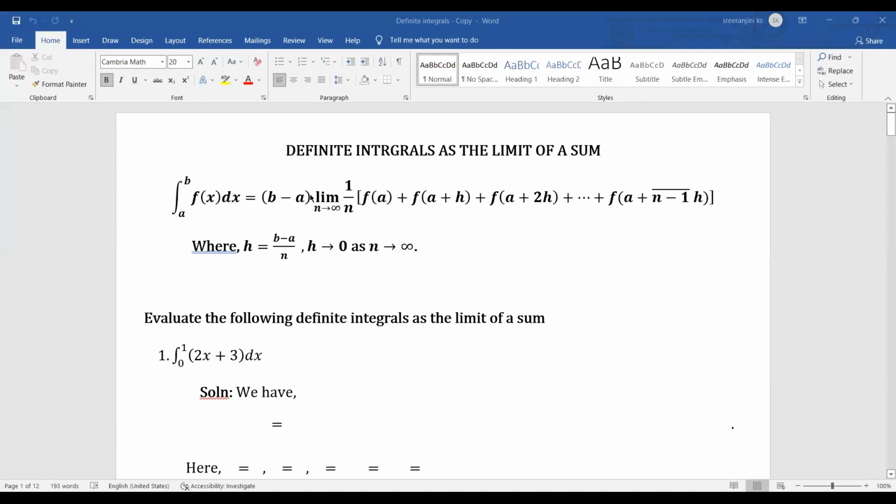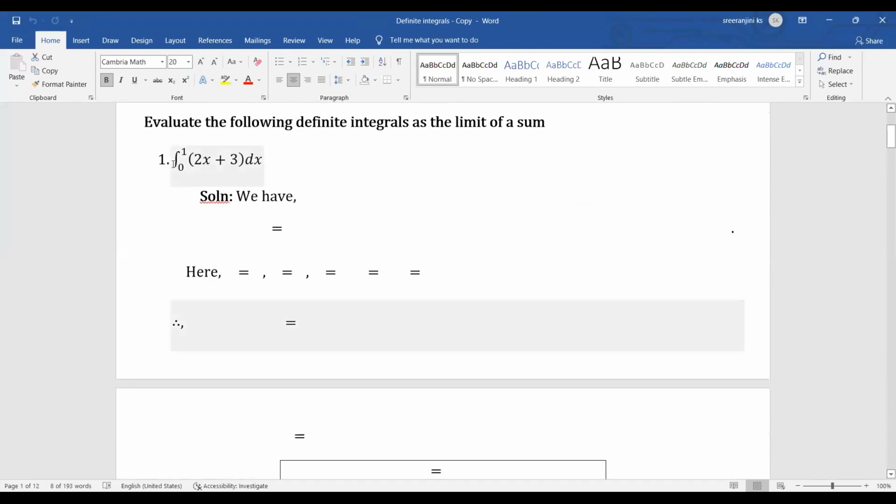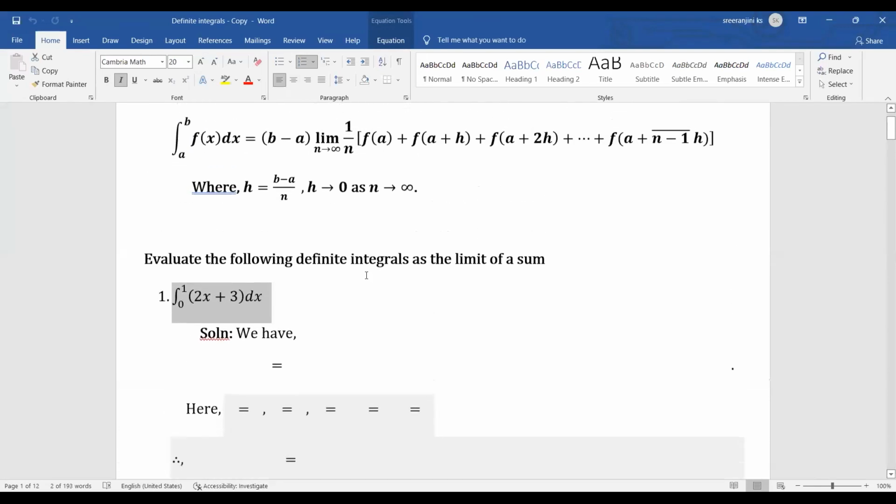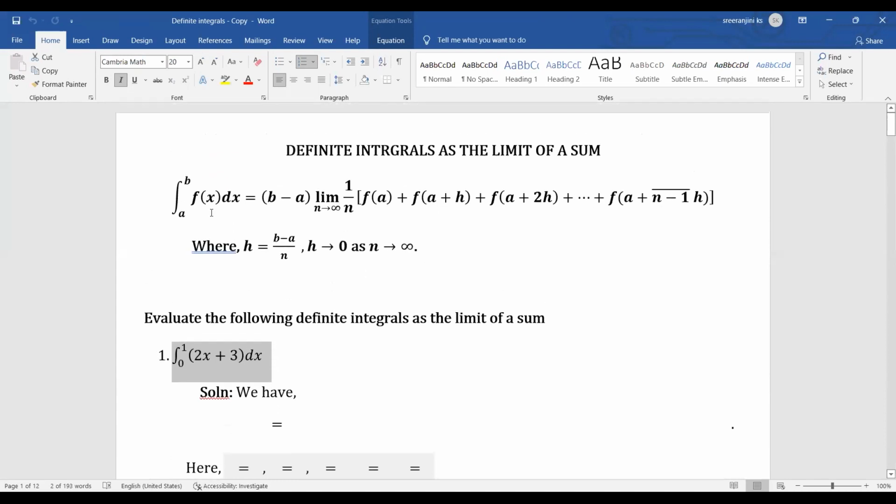the beginning of it, instead of direct evaluation, we are evaluating definite integrals as the limit of a sum. That will be a little bit difficult for you. So here, we are going to discuss some problems related to that topic. I have selected these problems from previous year's question bank conducted by various state boards. Hope that it will be helpful to you.